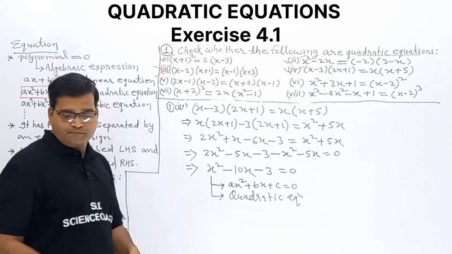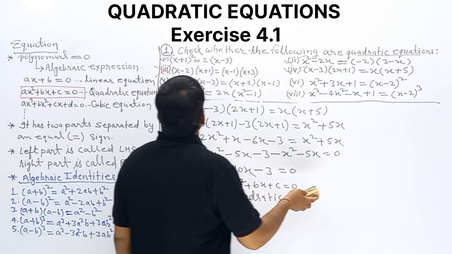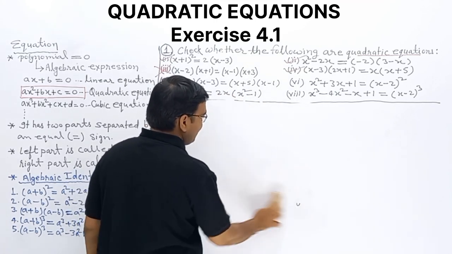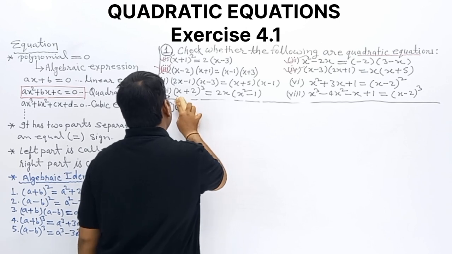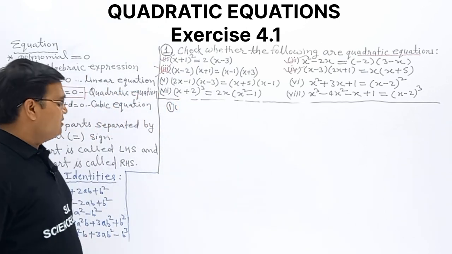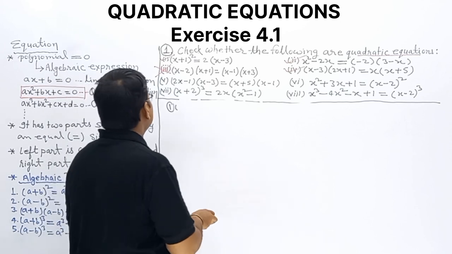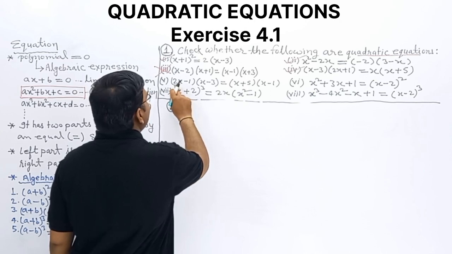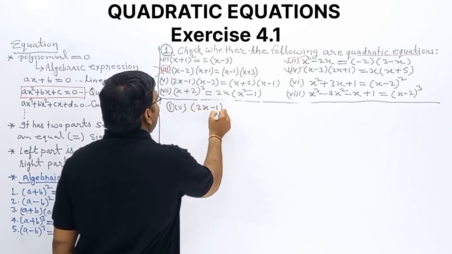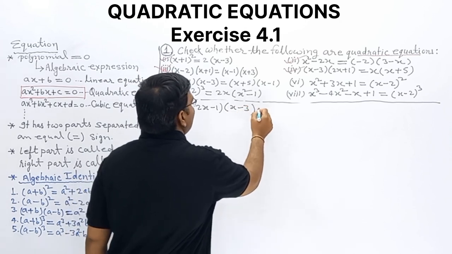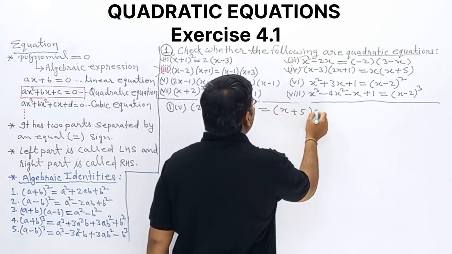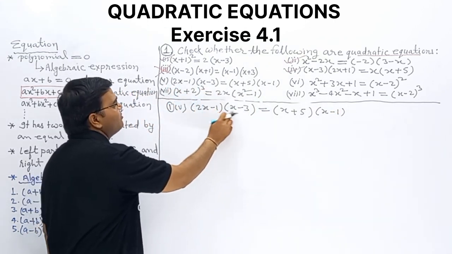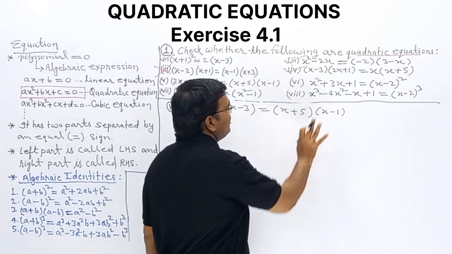Now observe next question. Question number 5th one. In all questions we are having the same process. If you understand the process first, then you can solve so many questions linked to this exercise. Question number 5th one. What about this one? 2x minus 1 multiplied of x minus 3 equal to x plus 5 into x minus 1. Observe again carefully. 2x minus 1 into x minus 3, x plus 5, x minus 1.